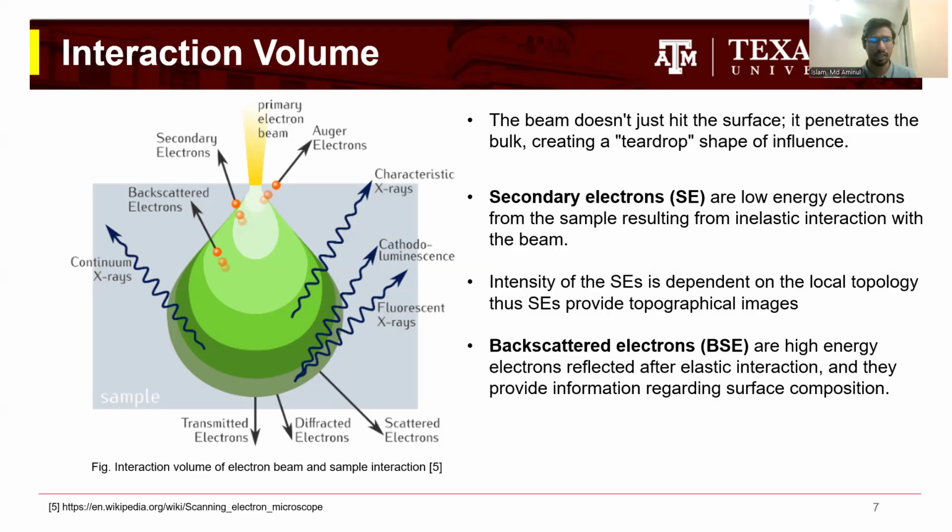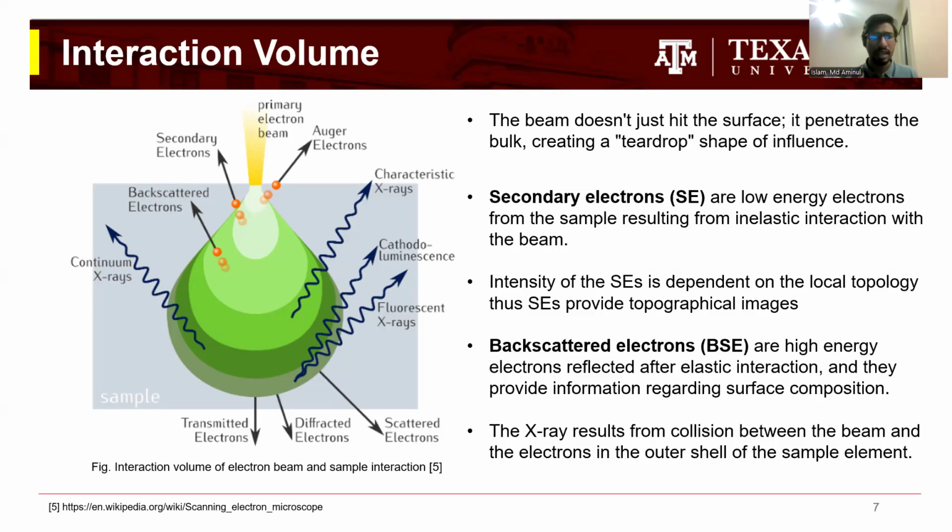Next, we have backscattered electrons. These are high energy electrons resulting from the elastic interaction between the sample surface and the electron beam. These backscattered electrons provide us information regarding the surface composition of the sample. Next, we have X-rays that result from the collision between the electron in the orbit of the sample and the electron beam. These X-rays help us characterize the sample element.